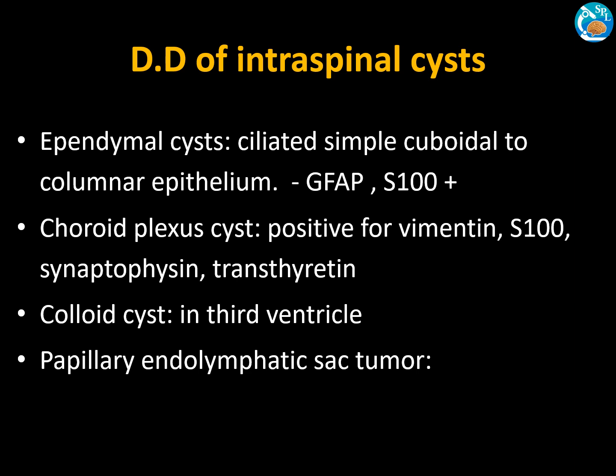The colloid cyst is usually located in the third ventricle. We need to rule out the other cystic tumors. And the next is the papillary endolymphatic sac tumor, which is usually present at the cerebellopontine angle, and it is within the bone and has more complex architecture.